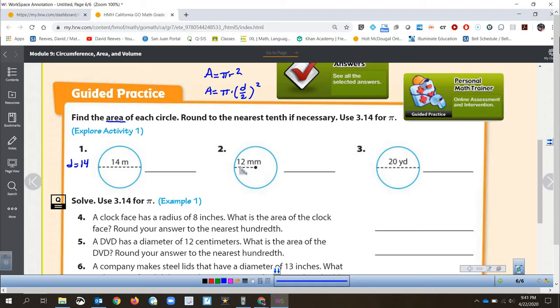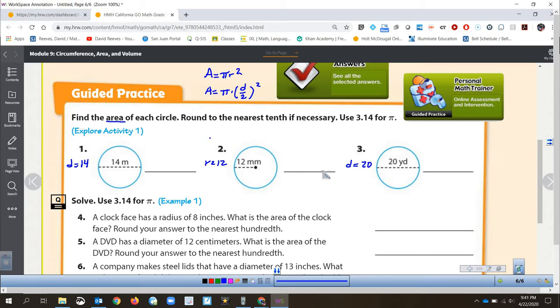What did they give us on number 2? It only goes halfway. So on number 2, they gave us the radius. So the radius is equal to 12. What did they give us on number 3? On number 3, we're back going all the way across. So on number 3, they gave us the diameter, and the diameter is equal to 20.